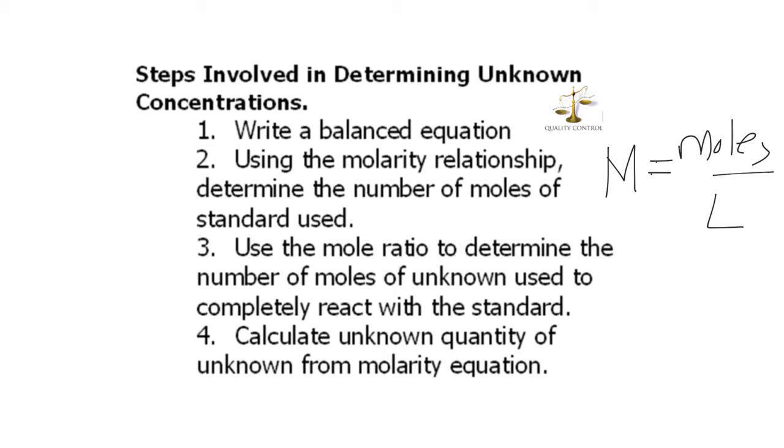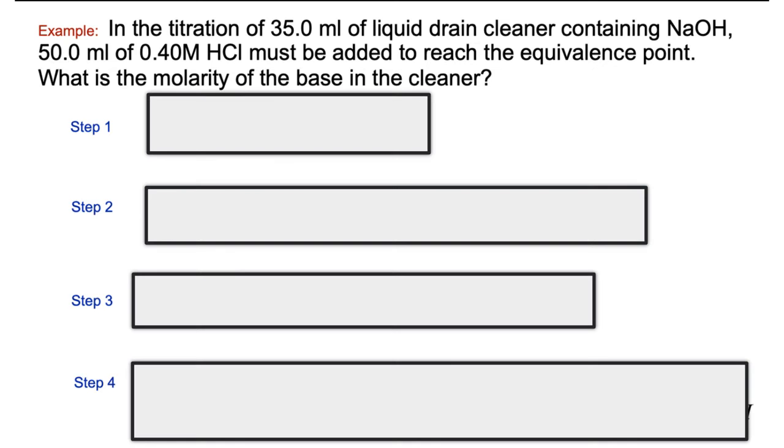So I want to show you guys the longest method, or the first method technically, of how you could solve a problem like this. This is the example from the first one on your worksheet. In a titration of 35 milliliters of drain cleaner containing NaOH, 50 milliliters of 0.4 molar HCl must be added to reach the equivalence point. What is the molarity of the base in the cleaner?